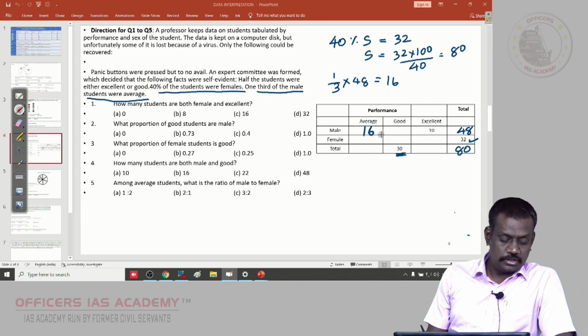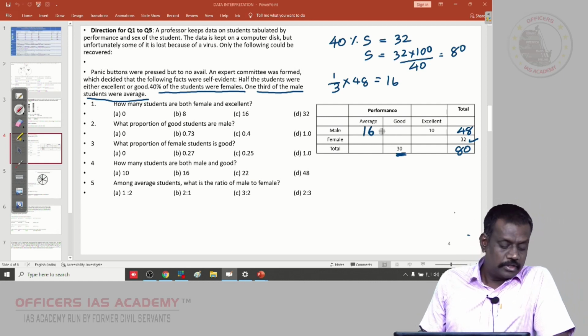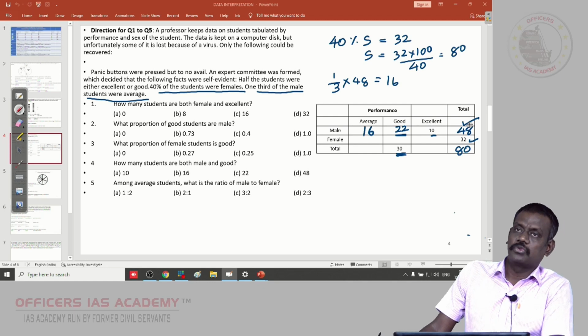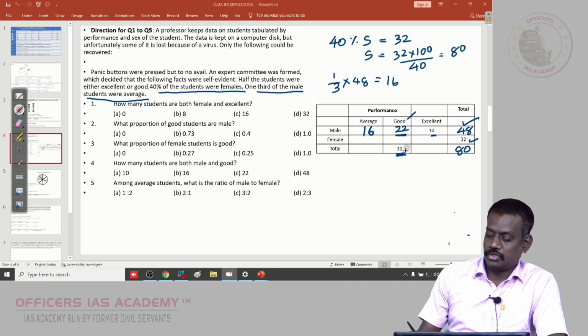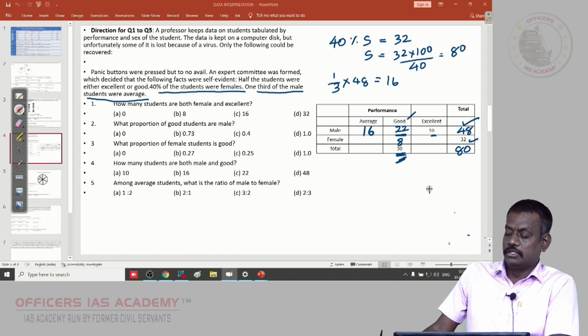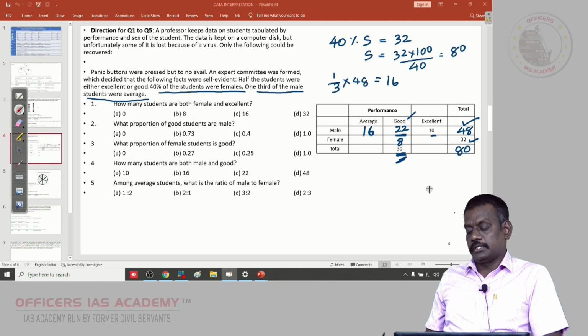So 16 plus, very good Tejaswini, good. So 16 and here you have 10. So 16 plus 10 is 26, and if this value is 22, only then the total will become 48. 22 only, right? Yes, 16 plus 10 is 26, 26 plus 22 is 48. Okay, so if this is 22 and here we have 30, right? It means here you should have 8, only then the total number of good students will become 30.